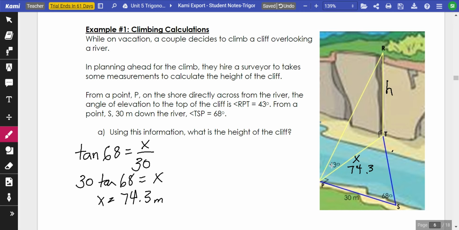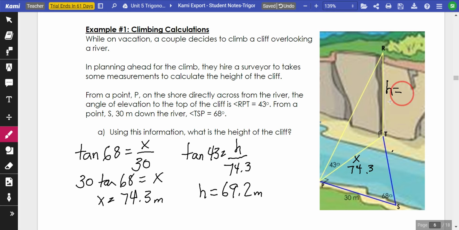So from 43 now, I am looking for the opposite side and I know the adjacent side. So that's another tangent function. So tan 43 equals opposite, this time it's h, the height of the cliff, over what we just calculated, 74.3. Again, we're going to multiply the tangent 43 with the 74.3, and then you do that multiplication, you get 69.2 meters as the height of the cliff.